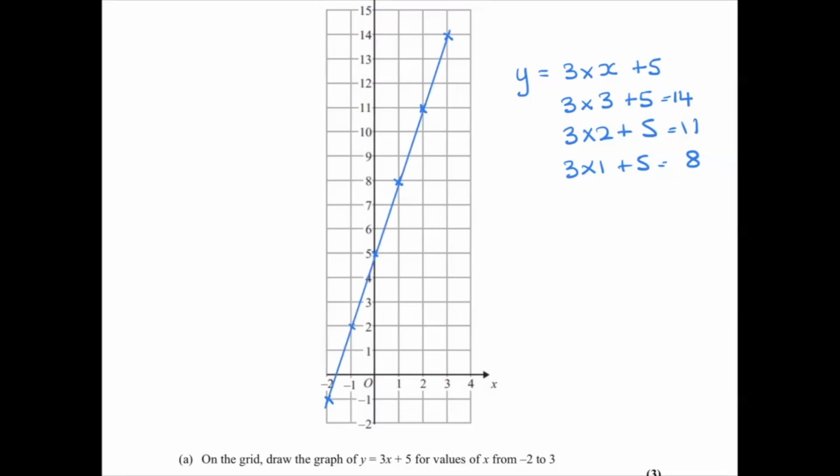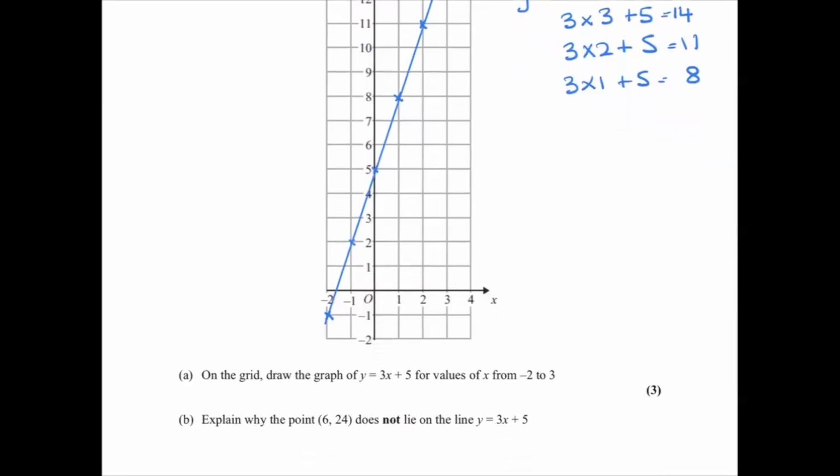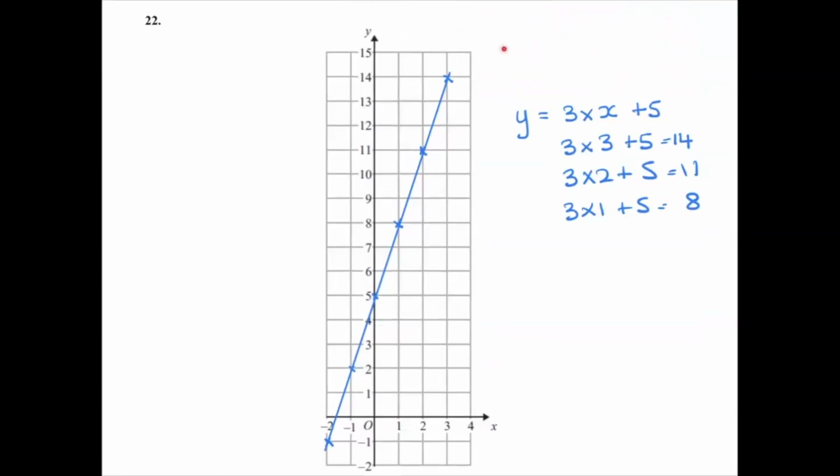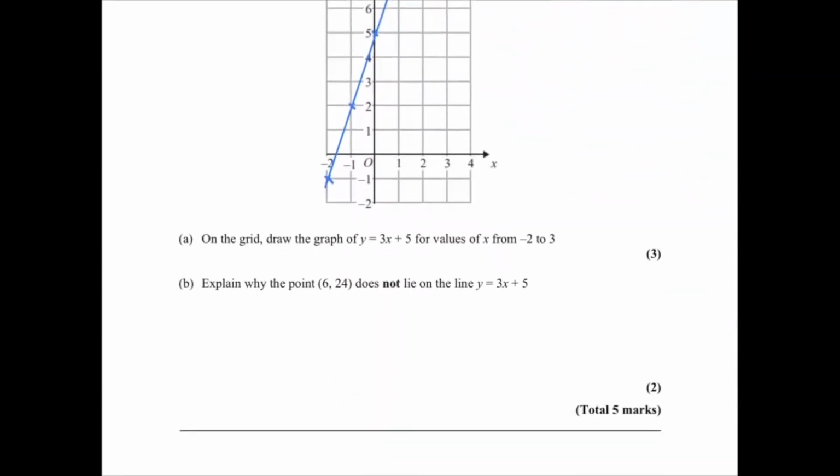Now we've got to explain why the point 6, 24 does not lie on the line y equals 3x plus 5. Now, if we look at the graph, it doesn't really help us. The x coordinate doesn't go up to 6, so I can't see what's happening up here. So instead, I'm going to have to use algebra to help me solve this. Never forget that your coordinates are x and y, and in the equation y equals 3x plus 5, the x and the y are your coordinates.